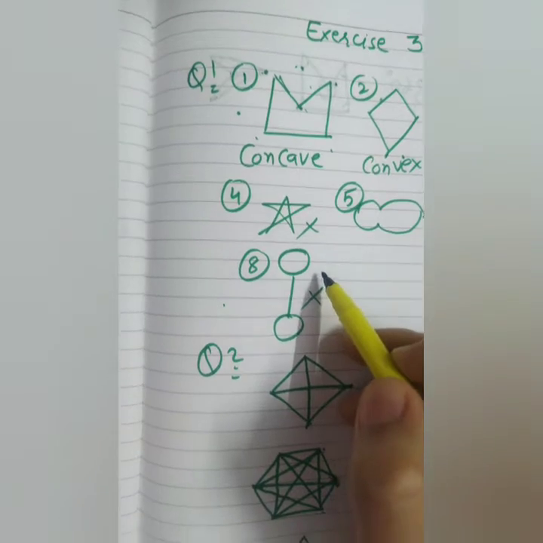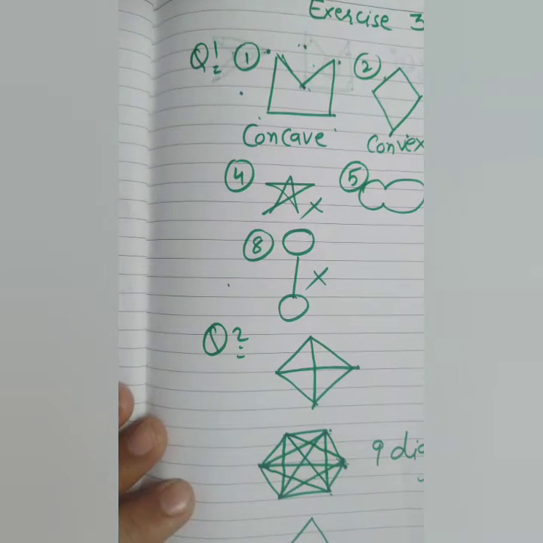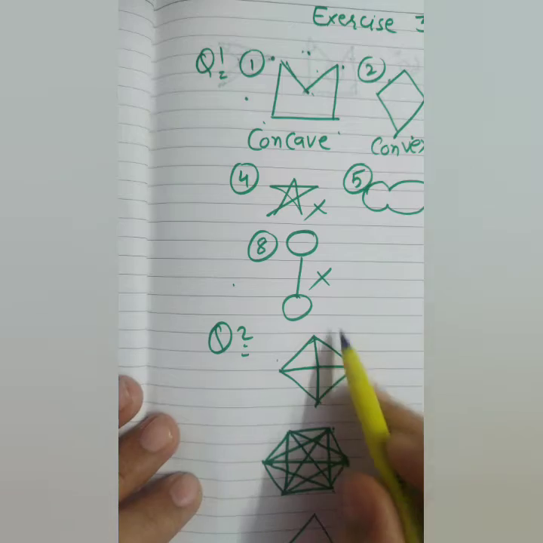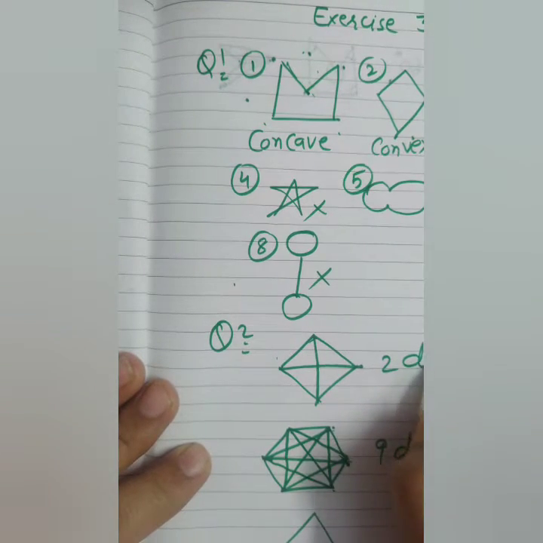Okay, so move on to second question. How many diagonals does each of the following have? A convex quadrilateral. A convex quadrilateral is a simple quadrilateral and it has two diagonals here. Okay, two diagonals.